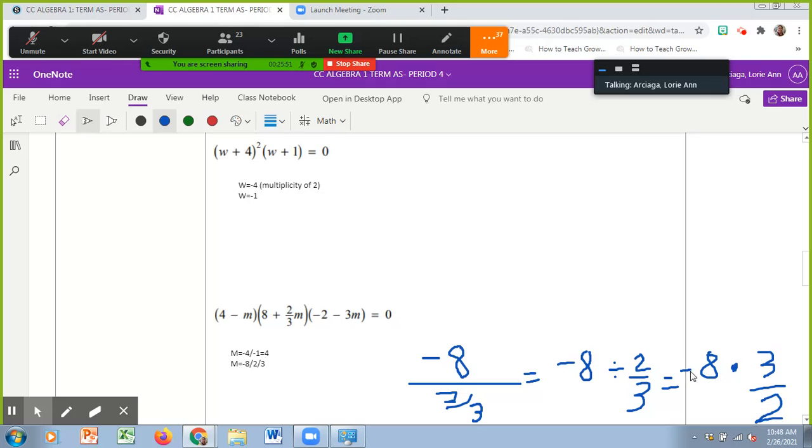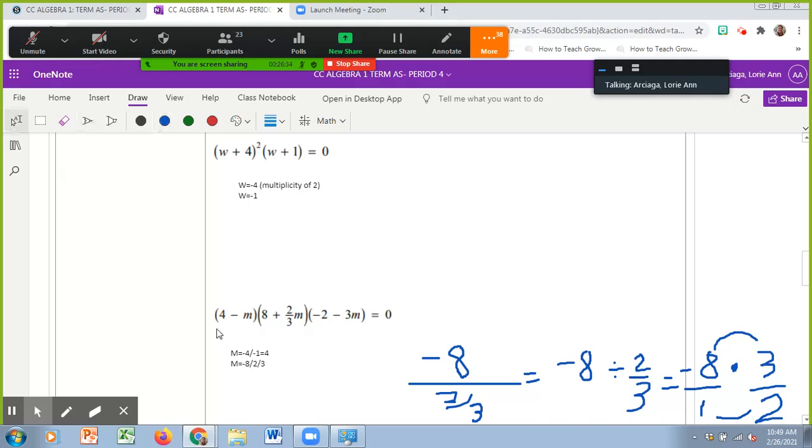So now help me with this. What is -8 times 3 and then you divide it by 2? What is that? Help me with that. -8 times 3 divided by 2. Remember, this 8 right here has a denominator 1. -12. Very good. So you just go top to top, bottom to bottom, right? So -8 times 3 is -24 divided by 2.